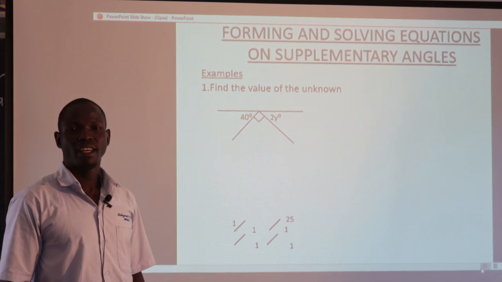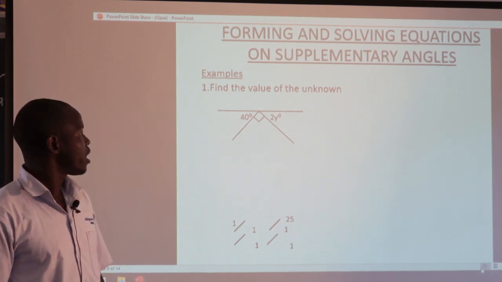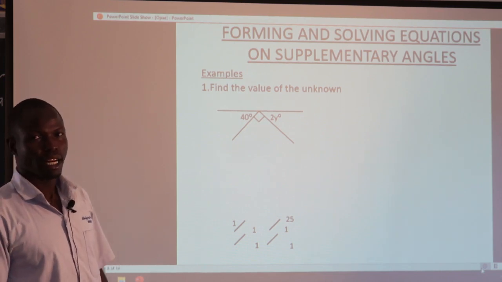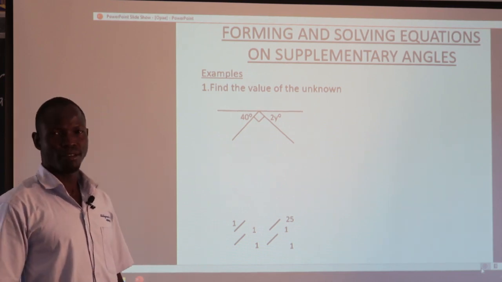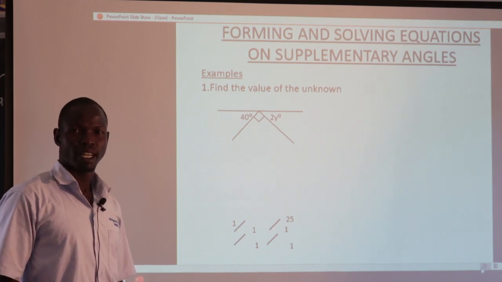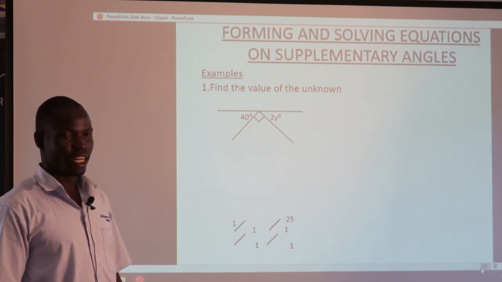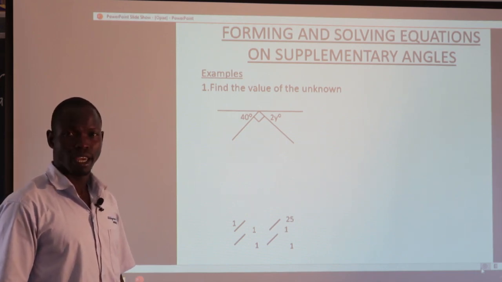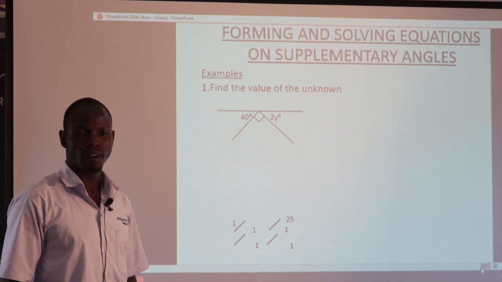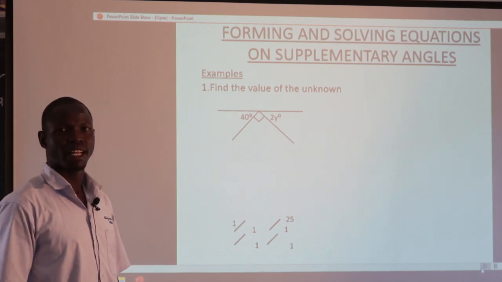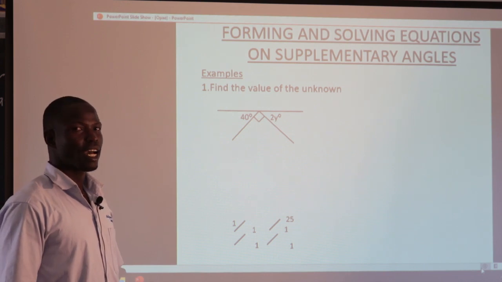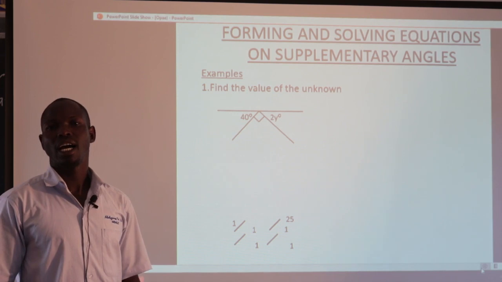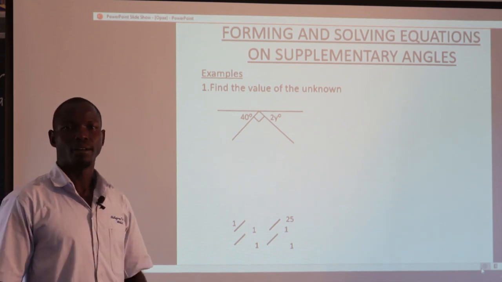It says, find the value of the unknown. We have a diagram, and as you observe, the diagram is for supplementary angles. It has 3 angles there. Observe carefully the diagram. We have 2y degrees as one of them. In the middle there, we have 90 degrees. Then the other angle is 40 degrees, meaning this diagram contains 3 angles.